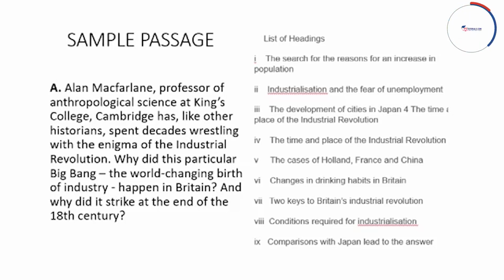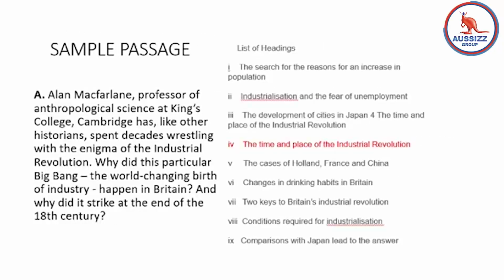Okay, so now I have something in my mind. If I'm reading my paragraph A, I can find that the person is struggling with the enigma of the Industrial Revolution, and he is asking himself why this is happening in Britain only, and why in the 18th century only. So you can feel that it is talking about place and time, right? So my answer would be 4. See, my answer is 4, the time and place of the Industrial Revolution.